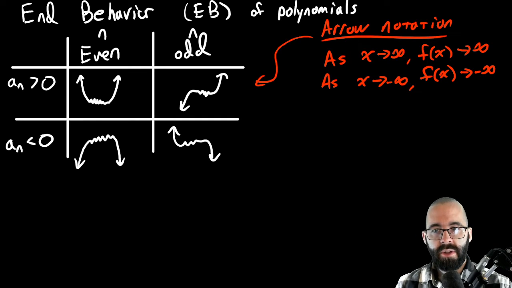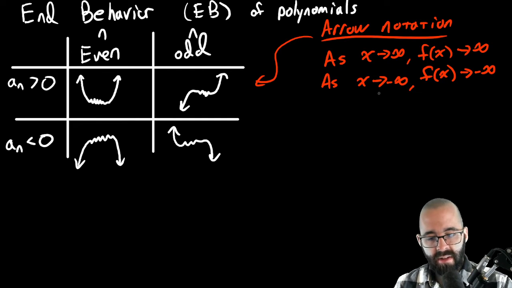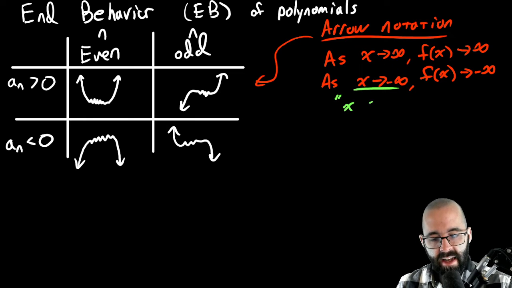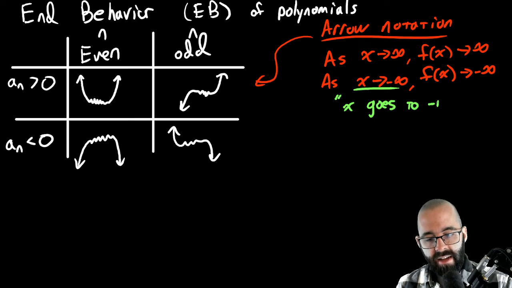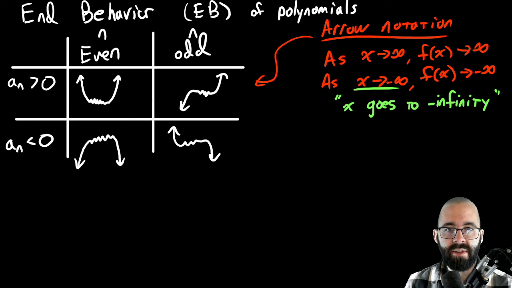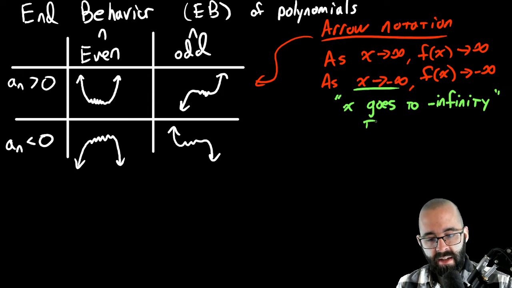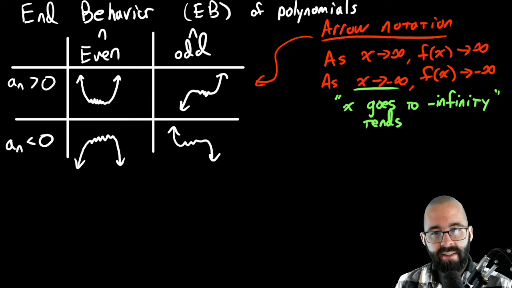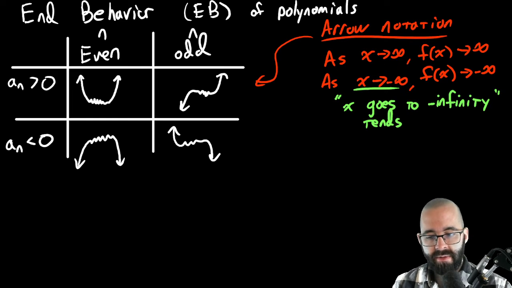And you could do these with all four of these graphs. And just again, how this is pronounced: as x goes or tends to negative infinity, that's how that is pronounced. Sometimes you'll see this as the word tends as well.